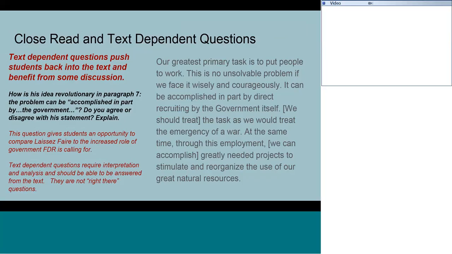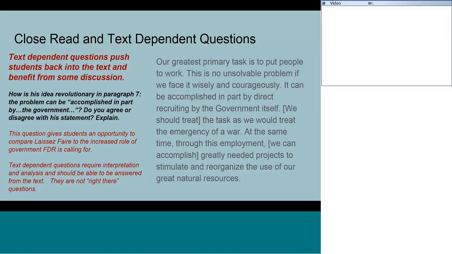And the question that I'm asking of this text is on the left-hand side in bold black. The question that I'm asking here is, how is his idea revolutionary in paragraph 7? The problem can be accomplished in part by the government. Do you agree or disagree with this statement? Explain.